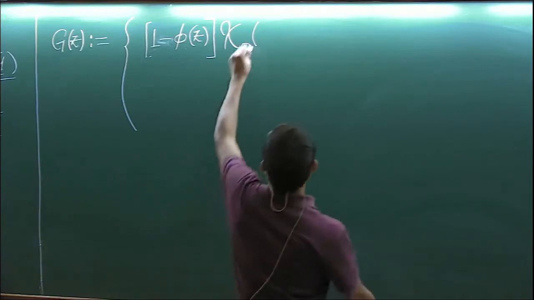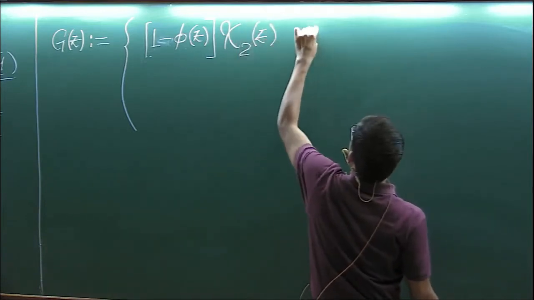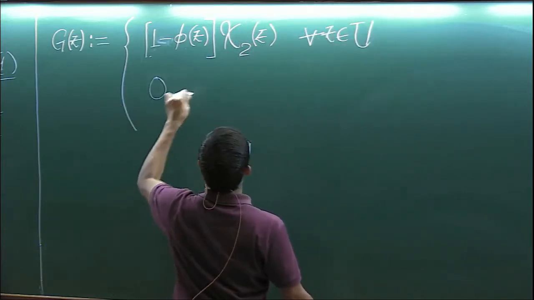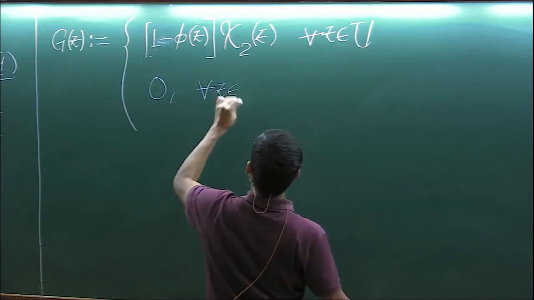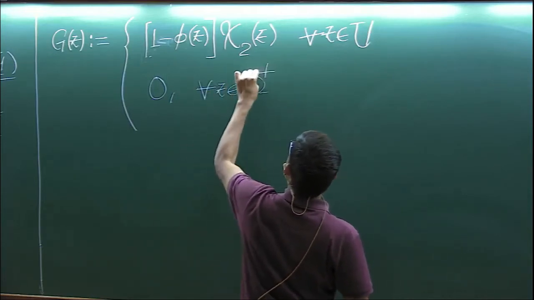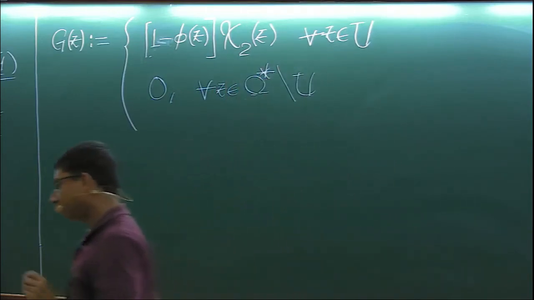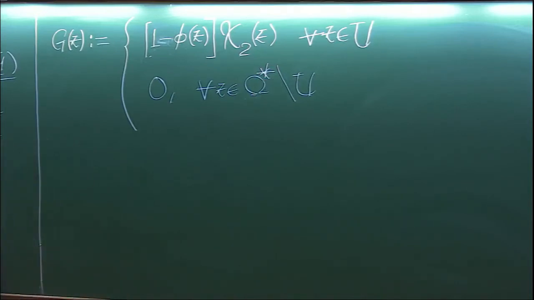So you have this for all Z in U, and then I have 0 for all Z in omega star minus U. So I do want to point out, thanks to Debraj for pointing this out, those two cutoff functions I had written down, I had incorrectly said that they were compactly supported in omega star. But I did make that correction, so thanks for pointing that out. They are actually smooth, compactly supported functions on Cn, right?